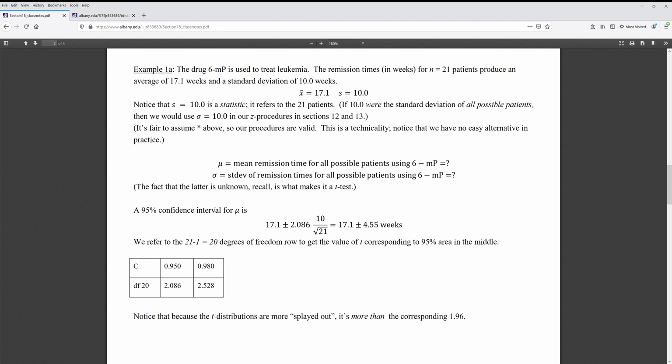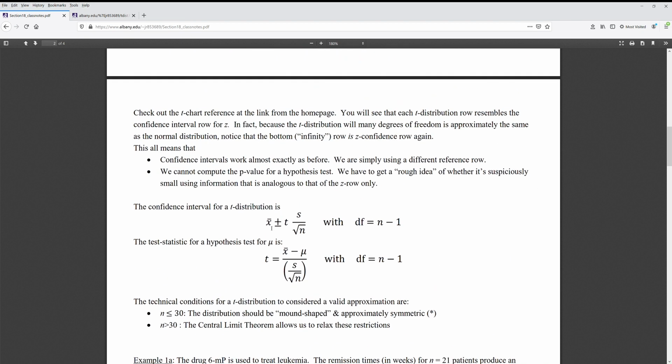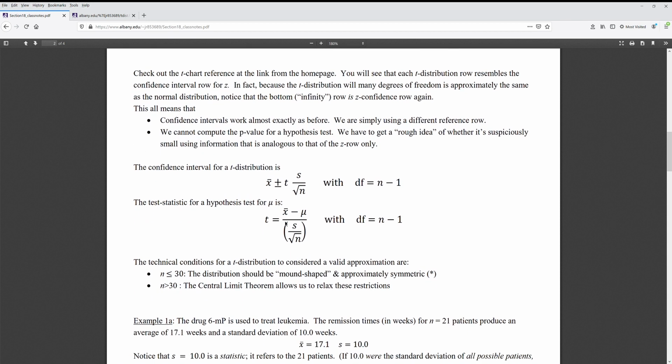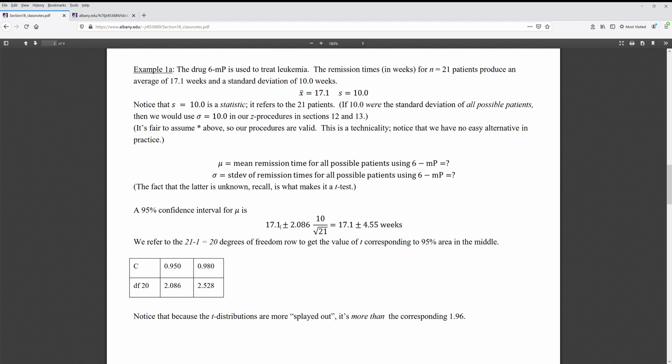So if you want a 95% confidence interval for the mean remission time for all possible patients, the ideal remission time, if you like, using this drug, then it'll play out pretty much exactly the way it did before. x bar plus or minus, supposed to be z, sigma over the square root of n. The fact that this is an s makes this a t. So fill in the blanks. x bar is 17.1. The s is 10.